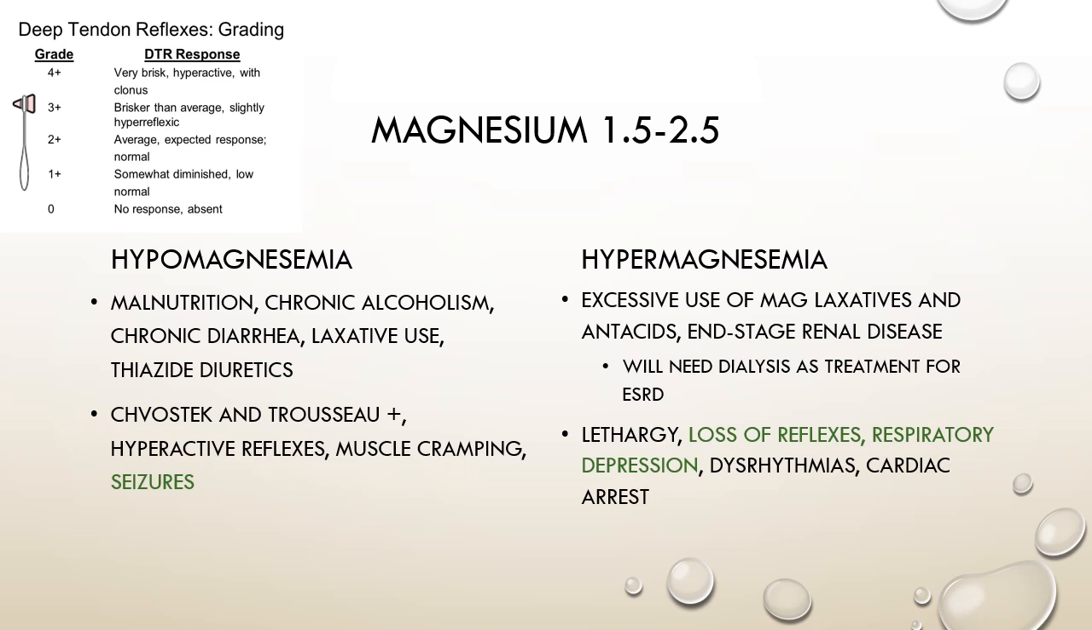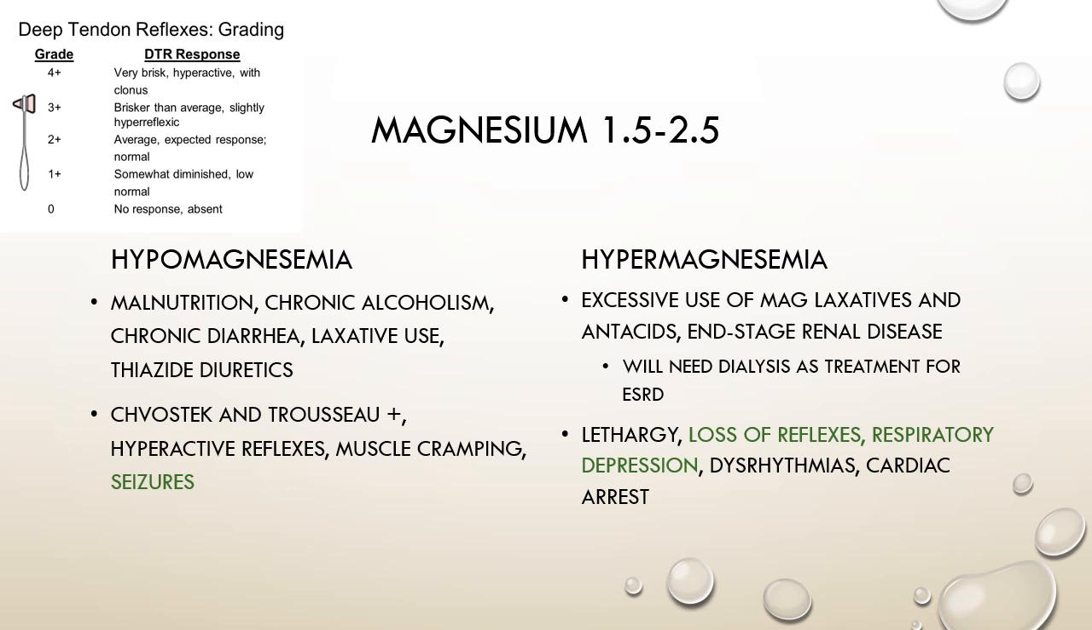Magnesium, normal range is 1.5 to 2.5. Hypomagnesemia occurs from malnutrition, chronic alcoholism, chronic diarrhea, laxative use, and thiazide diuretics. You may see Chvostek and Trousseau sign with hypomagnesemia, as well as the hyperphosphatemia and the hypocalcemia. Hyperactive reflexes, muscle cramping, and seizures are possible with hypomagnesemia. And so the differential between those three is really going to be history.